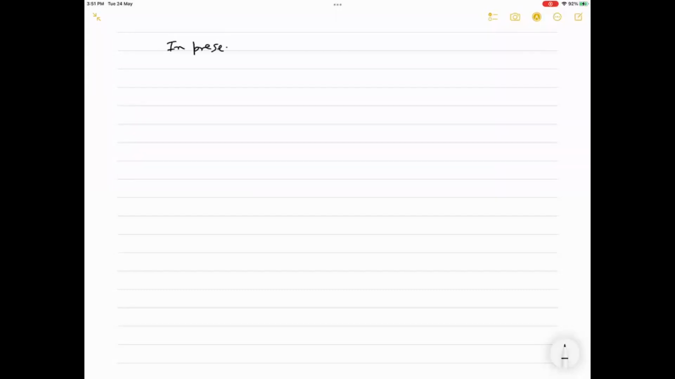So what I'm telling you is that in the presence of thermal energy, a system tries to minimize. This is going to be very useful.